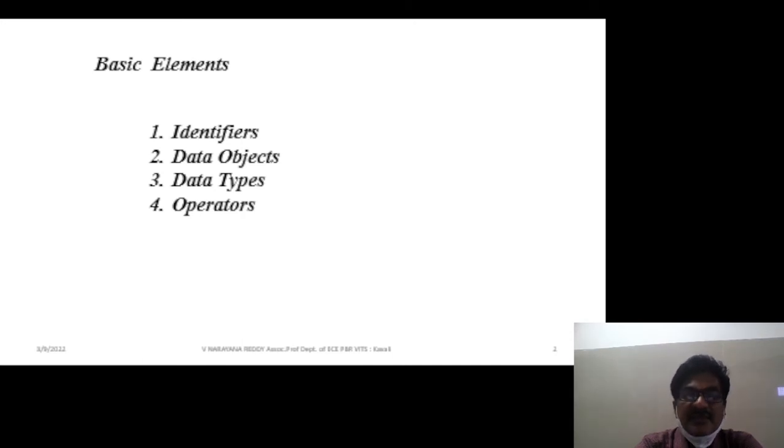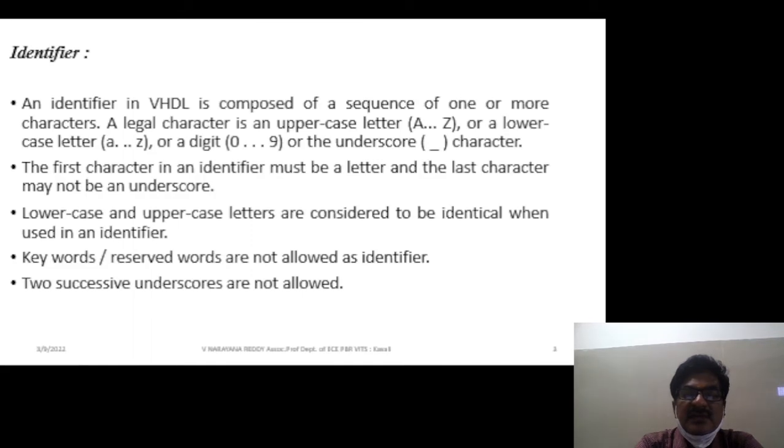So coming to identifier, what does identifier mean? The group of characters which is used to name the entities, architectures, signals, constants, whatever. So wherever the user can define his own name for different modules or parts or signals or objects, then you can use the identifier. Usually how can you define an identifier? An identifier is a sequence of characters or group of characters.